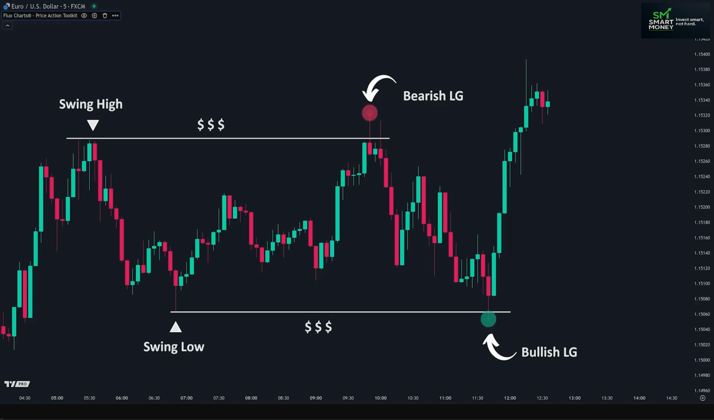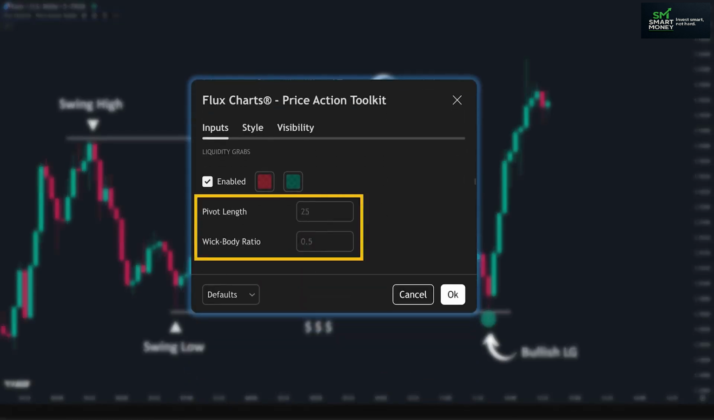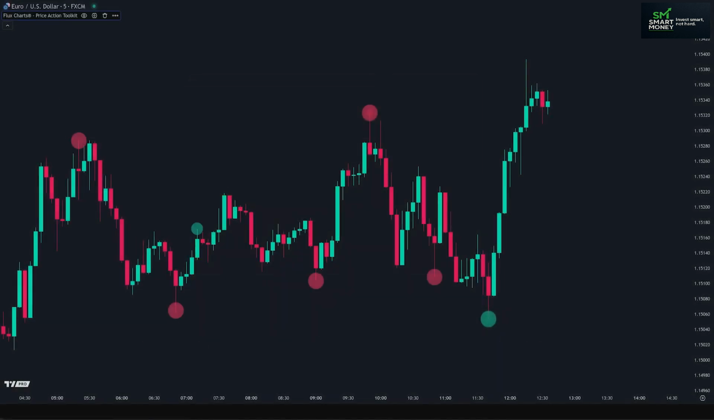These signals can be powerful for trade entries, especially when combined with other concepts. If you decrease the pivot length and wick body ratio, the indicator identifies more liquidity grabs because it becomes more sensitive. This means it will catch smaller wicks and more price movements that could be signs of liquidity being taken. Now, let me show you how this trading strategy works on the chart.